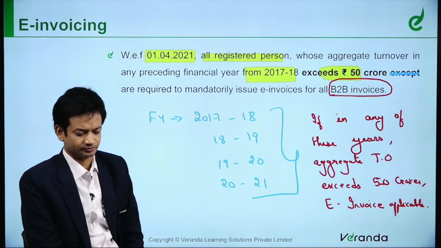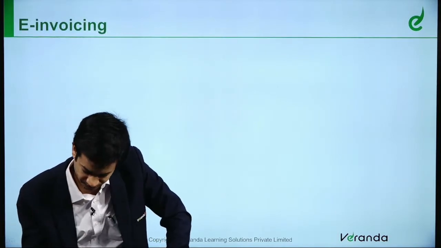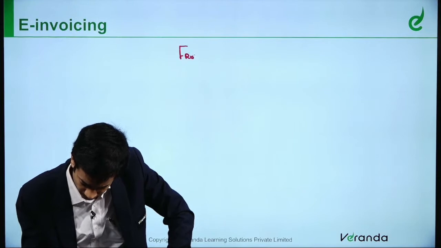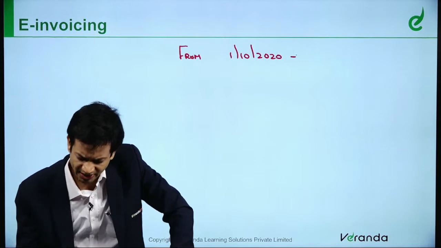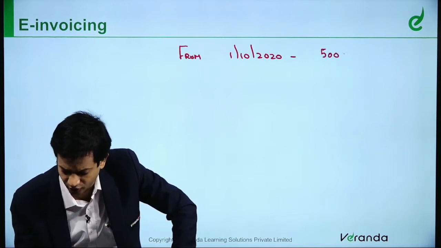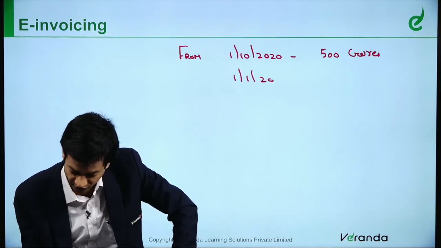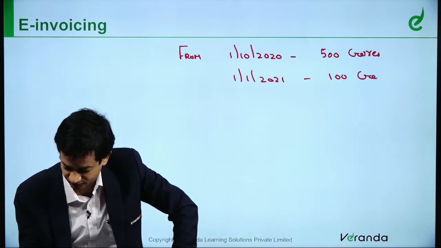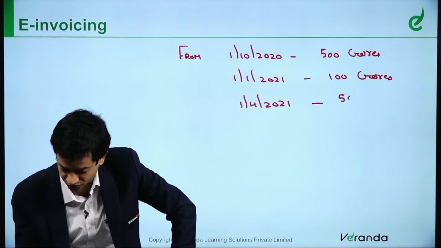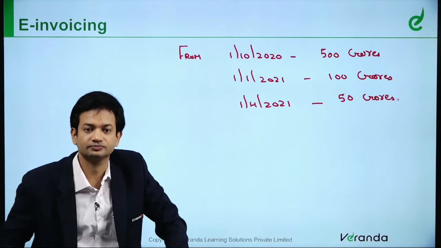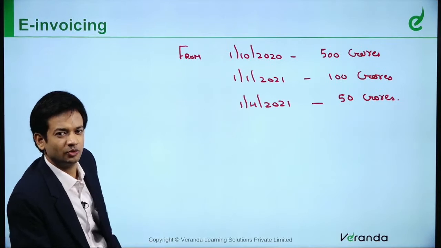Now, just for information, this e-invoice came in stages. From 1st October 2020, e-invoice was made applicable if the aggregate turnover was more than 500 crores in any preceding financial year. Then from 1st January 2021 for 100 crores, and from 1st April 2021 they made it 50 crores. So, in a staggered, stage-wise manner, they are bringing in e-invoicing.